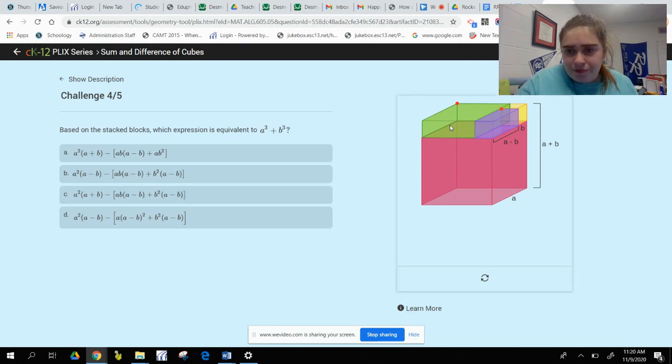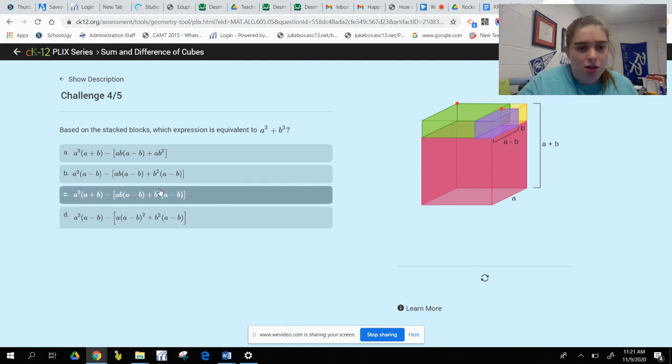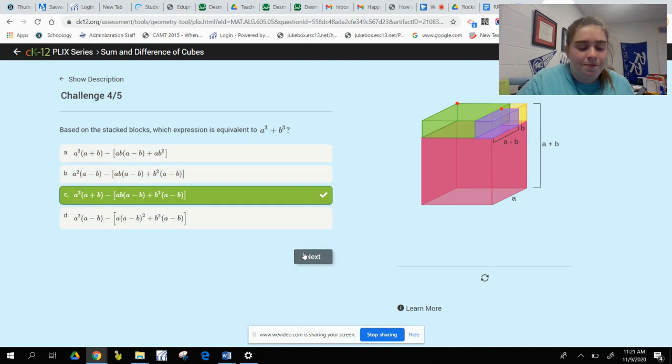For the green one, the width or the length looks like it's a right here, and then the height would be b. So that's already a times b. Then think about what this front part would be. That would be this whole thing, which is a minus b, right? Because it takes off that little section right there. So we said a times b times a minus b, and that does match the last part on C. So our whole equation is going to be option C.